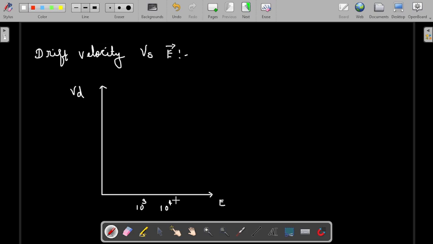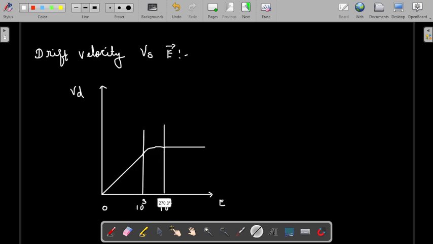So let's take the two standard values, 10 power 3 and 10 power 4. First, the drift velocity will keep on increasing up to 10 power 3. Then after 10 power 4, it will be sustaining. 10 power 4 is the threshold of sustaining. In between this gap, there will be a transition of the curve. Like this way it will be transitioning. So these are the two points of reference where everything will take place.